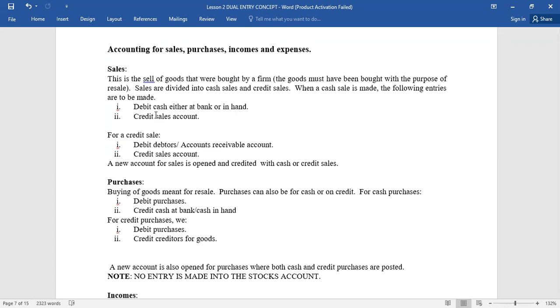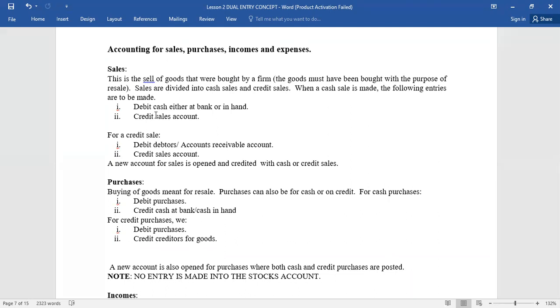That is when we sell for cash. When we sell on credit, instead of affecting the cash account, we are going to affect the debtors account because we are selling on credit.